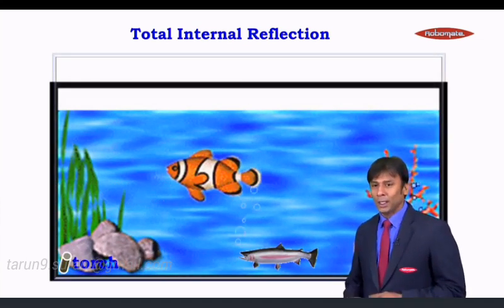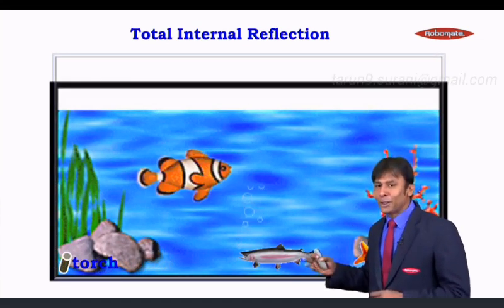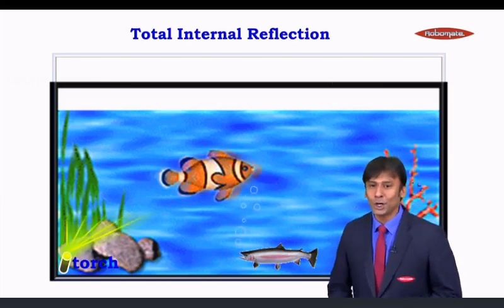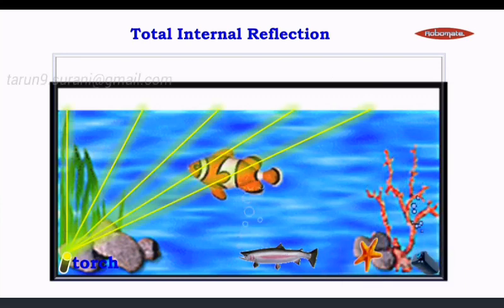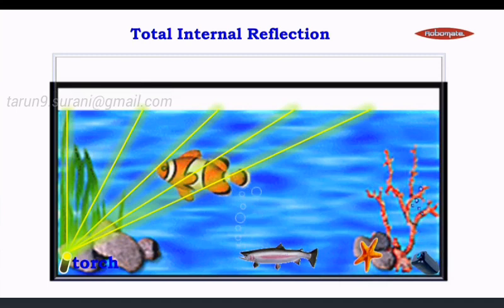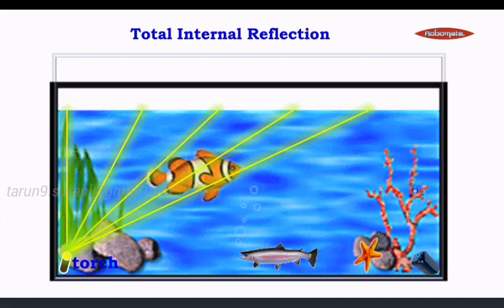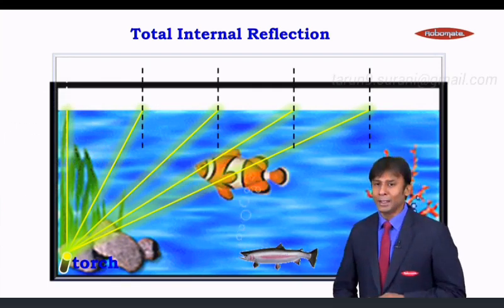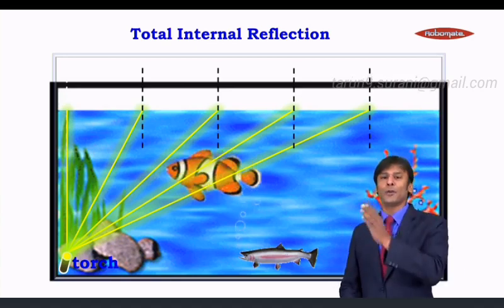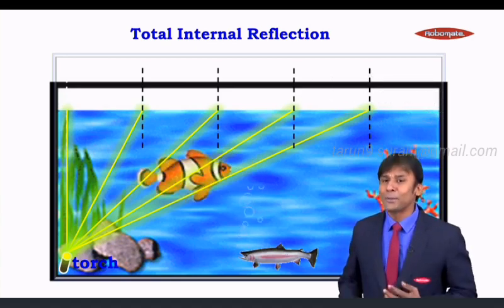Now as you can see, in the bottom left corner, there's a torch. When I switch on the torch, the light from the torch will go upwards. This light which is going upwards will hit the interface at different angles, and so at every point we make a normal to understand what happens to light.